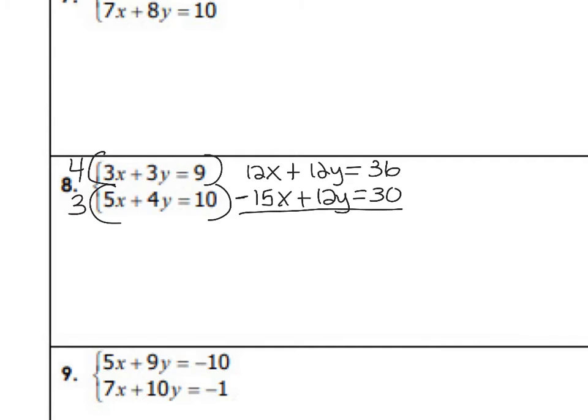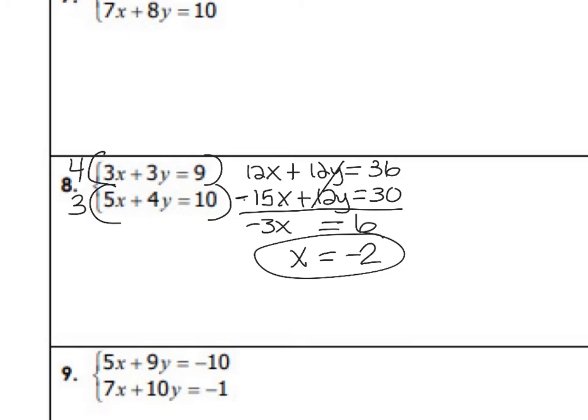All right, so I'm going to subtract them. So 12 minus 15 is negative 3x. 12y minus 12y cancels out. And then bring down your equal. 36 minus 30 is 6. Divide by negative 3. So x is negative 2.